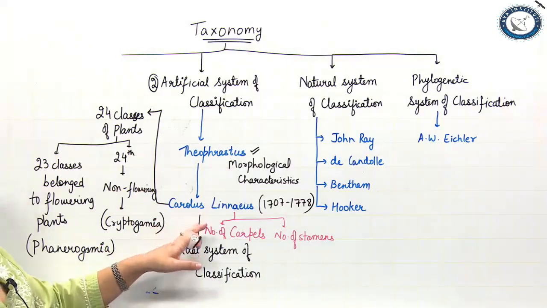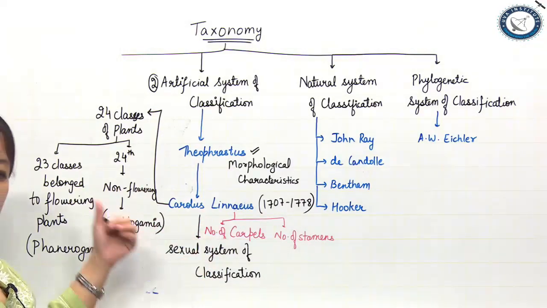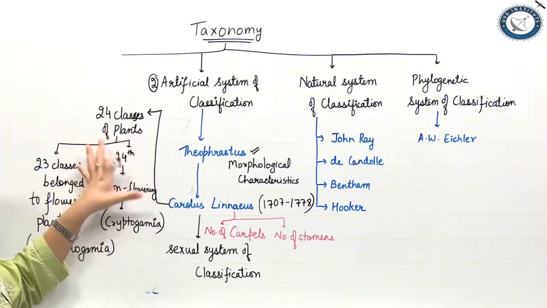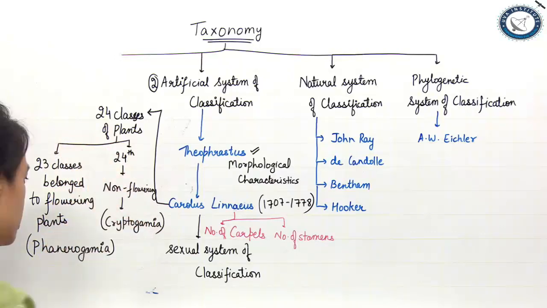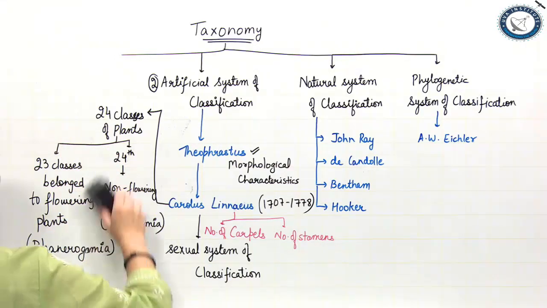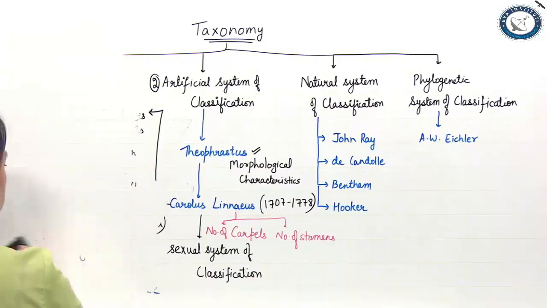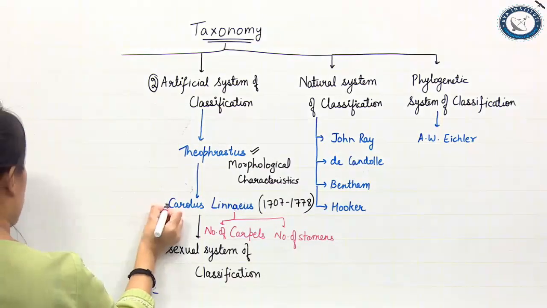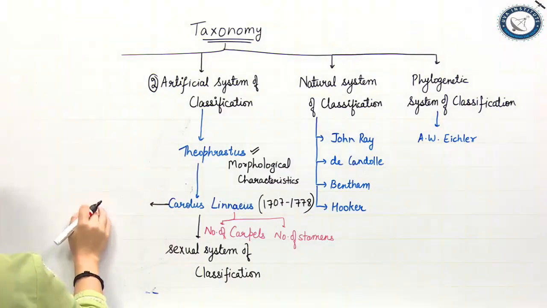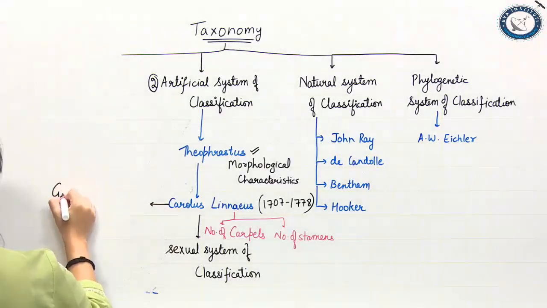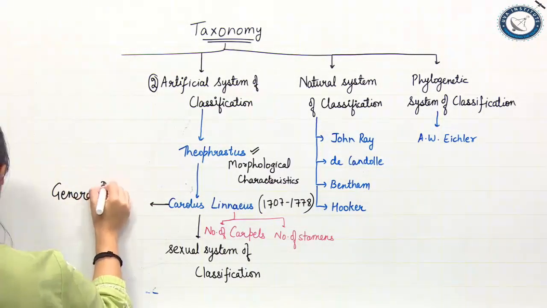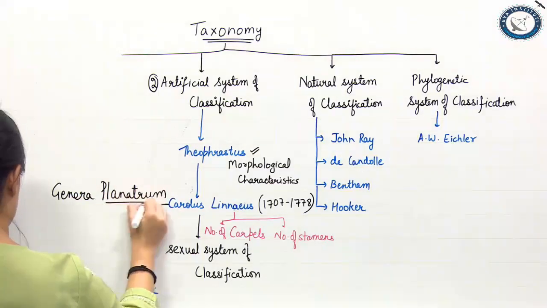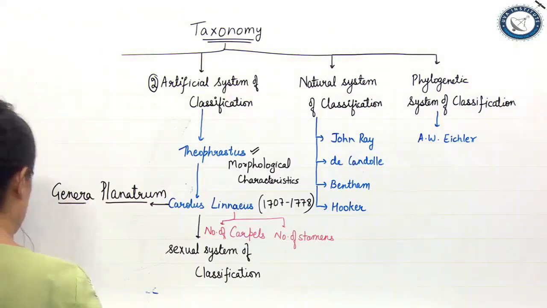This was the contribution that was given by Carolus Linnaeus. When he was doing these studies on 24 classes of plants, the complete detailed analysis of these 24 classes is published in Genera Plantarum. It is published in Genera Plantarum.